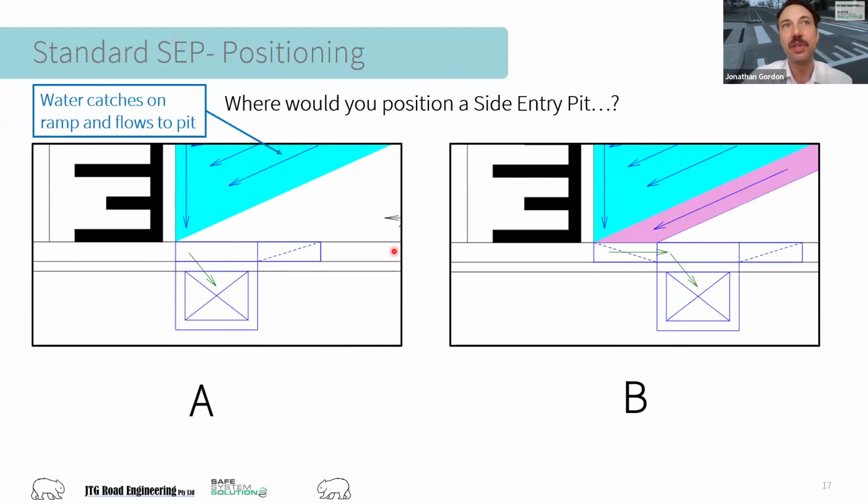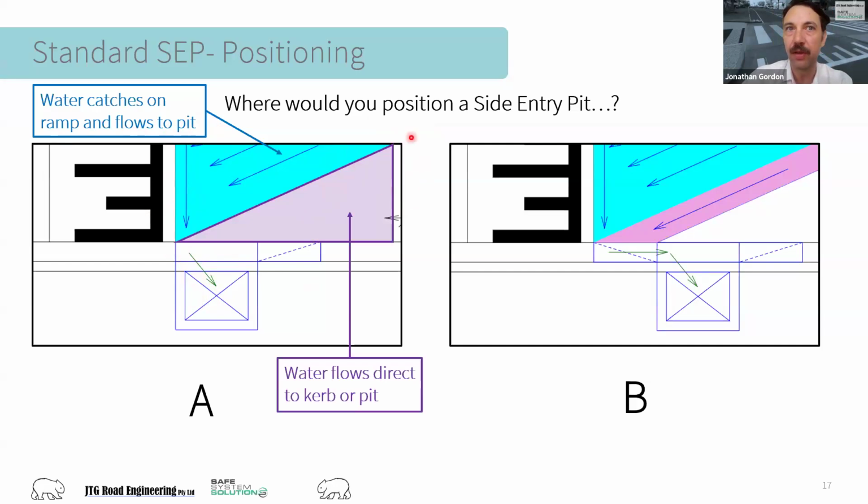So in option A here, I've got this blue area, and that's water flowing down crossfall and longitudinal grade. It comes to the toe of our ramp, flows along the toe of the ramp, and then finds its way into the pit. So that's the water that misses the pit, hits the raised safety platform, and goes straight into the pit. That's great at a drainage level. Then we've also got water that flows in the same arrangement down the crossfall and longitudinal grade to the curb line, or directly into the pit.